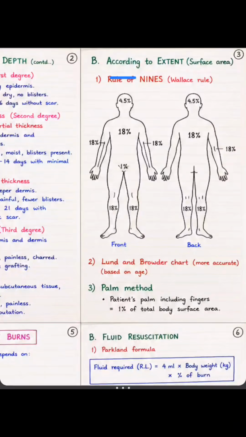Rule of 9, this is called the Wallace rule of 9. In an adult, head and neck 9%, each upper limb 9%, anterior trunk 18%, posterior trunk 18%, each lower limb 18% and perineum is 1%. Okay, I am talking about this diagram.